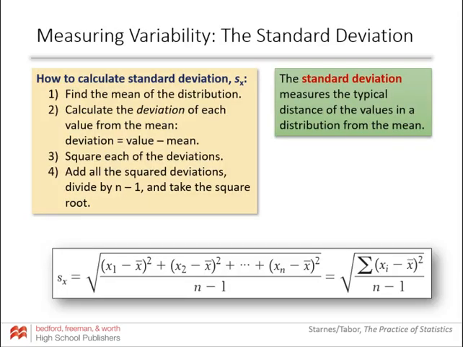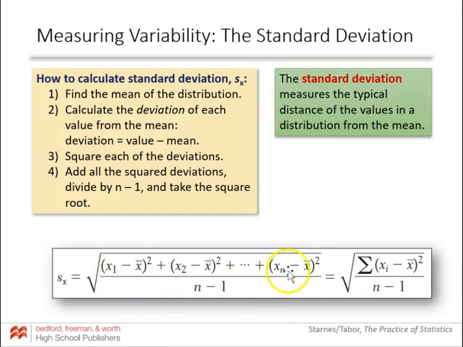Something else that measures variability is the standard deviation. Definition of standard deviation, something you should know: it is the typical distance of the values in a distribution from the mean. So how far are all of the numbers from the mean? You see this formula here. I don't really make you guys use this, but I think it's helpful to understand what standard deviation is based on the formula.